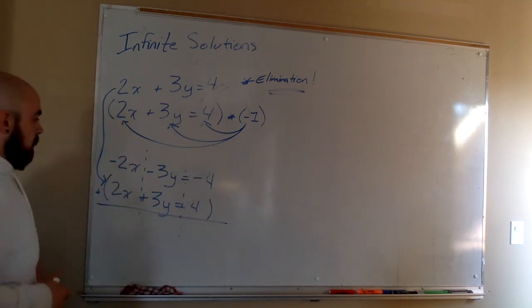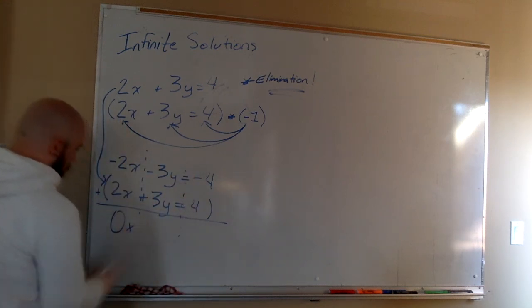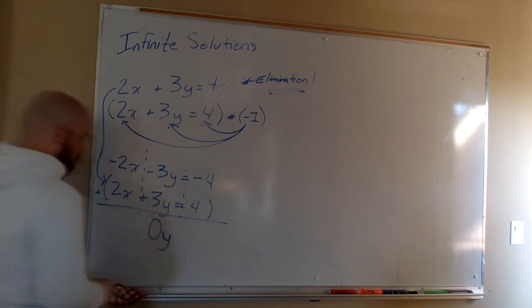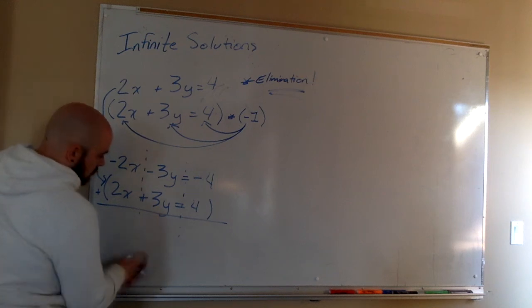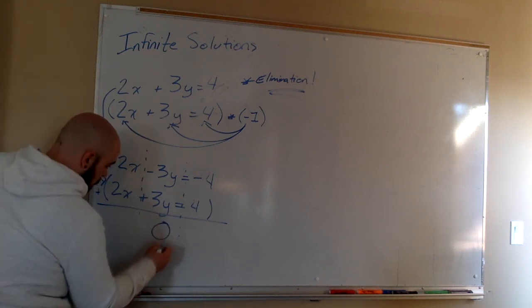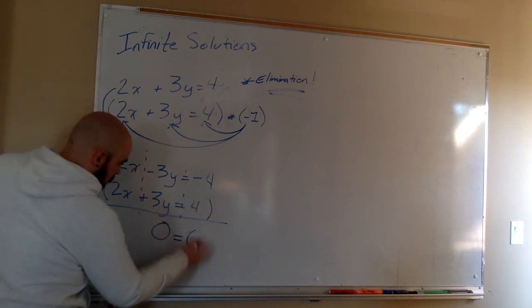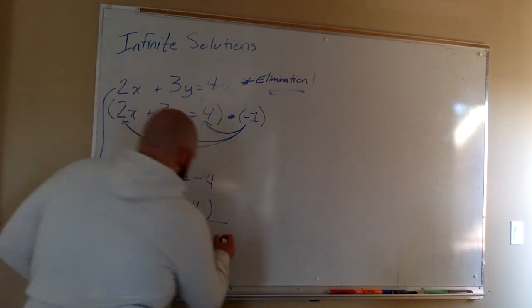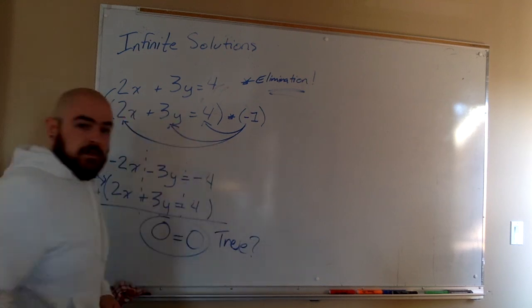Negative 2x plus a positive 2x gives me a 0x, but we're just going to call it 0. Negative 3y plus 3y gives us 0y, but again, we're just going to call it 0. And then negative 4 plus 4 also gives us 0. So now we have to ask ourselves, is this true? Yes, of course it is. 0 is equal to 0.